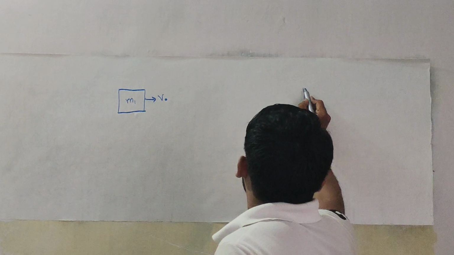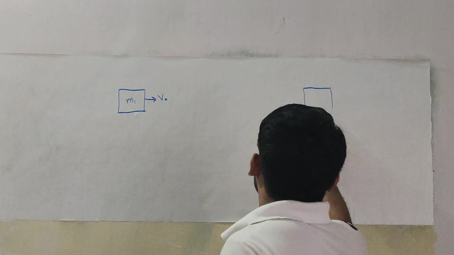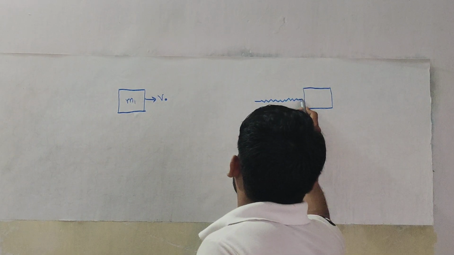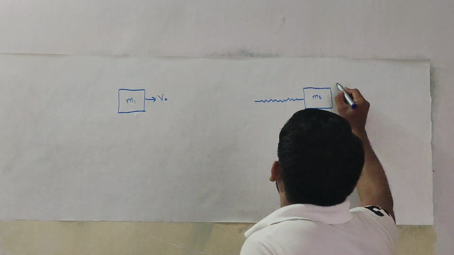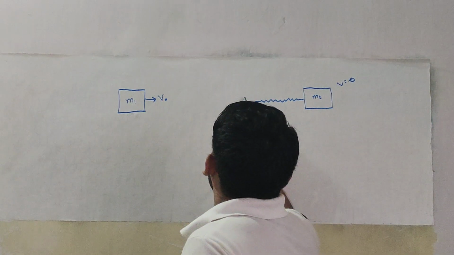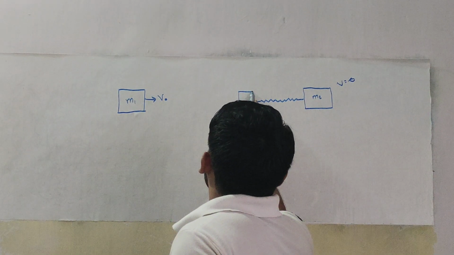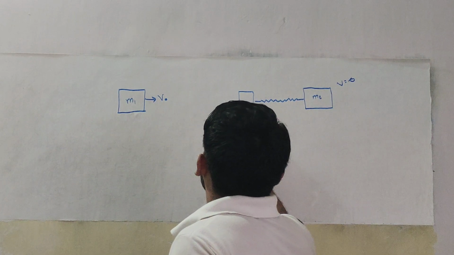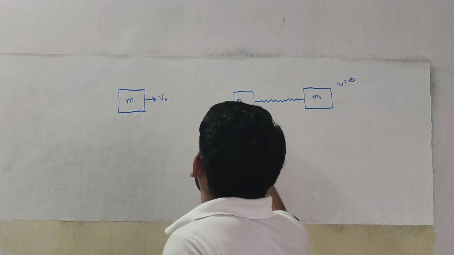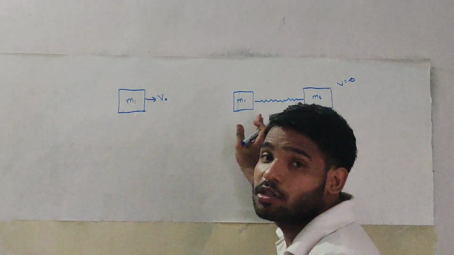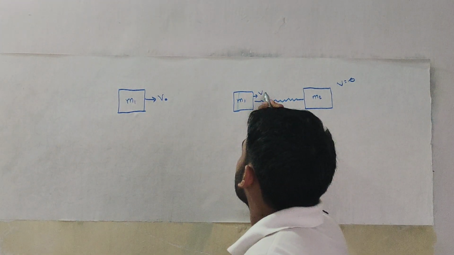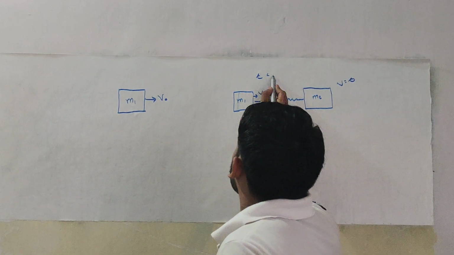And here we have another block where one spring is mounted, and its mass is m2, which is at rest. Because the first block is moving, suppose at time t equal to 0, it is just about to touch the spring, moving with velocity v0. So what will happen?